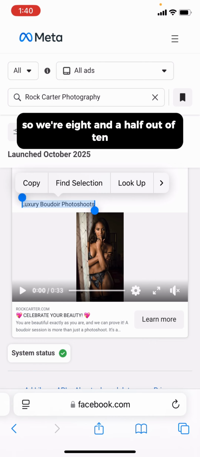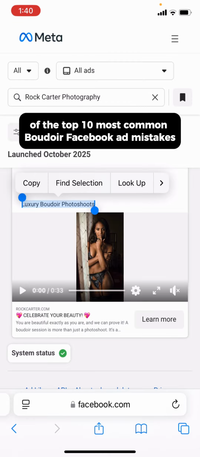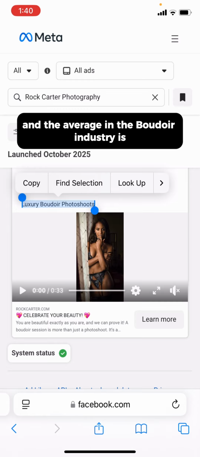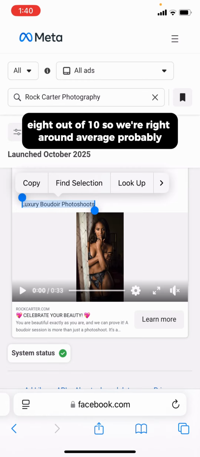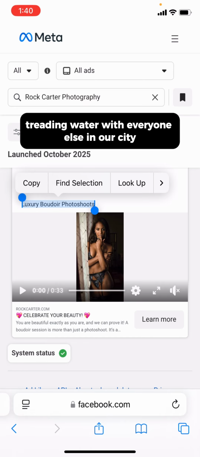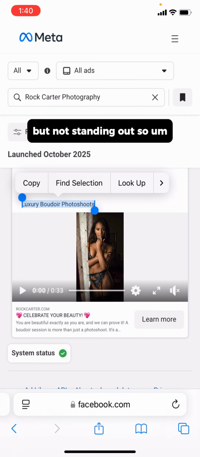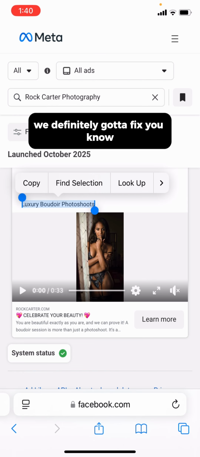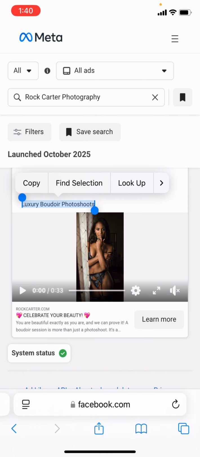So we're 8.5 out of 10 of the top 10 most common Boudoir Facebook ad mistakes. And the average in the Boudoir industry is 8 out of 10. So we're right around average, probably treading water with everyone else in our city, but not standing out. So if we want to stand out, we definitely got to fix a lot of these mistakes.